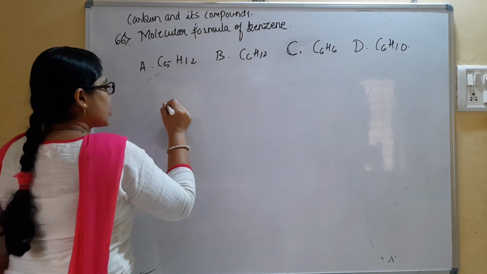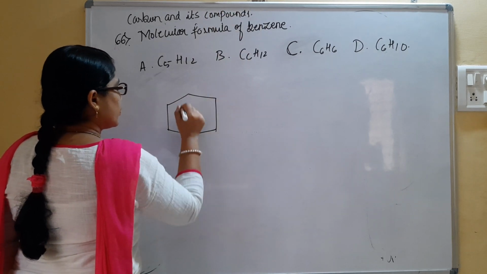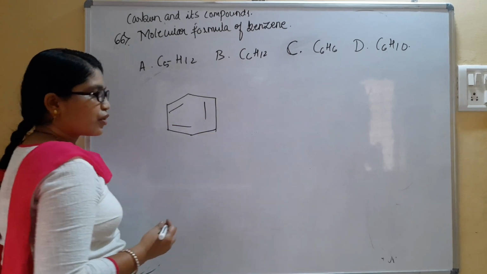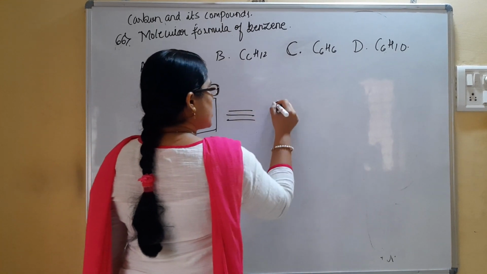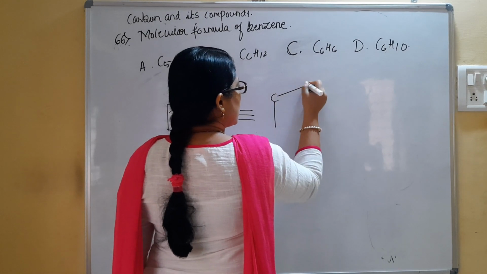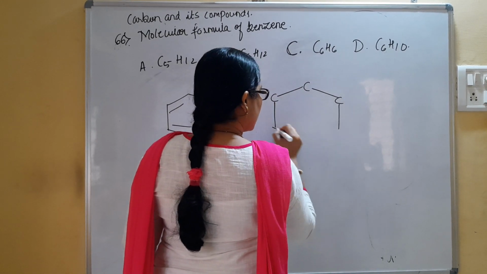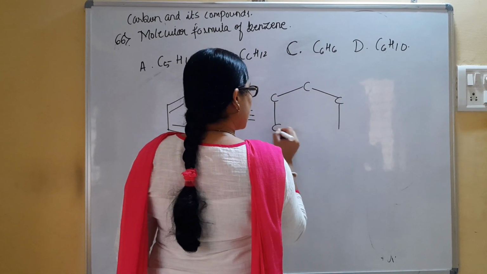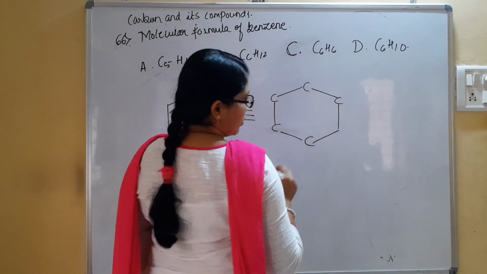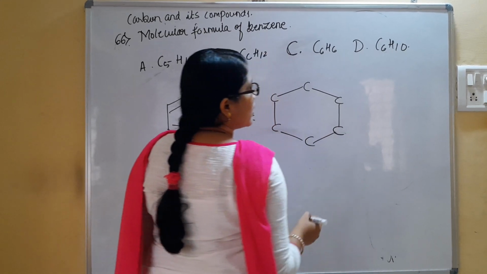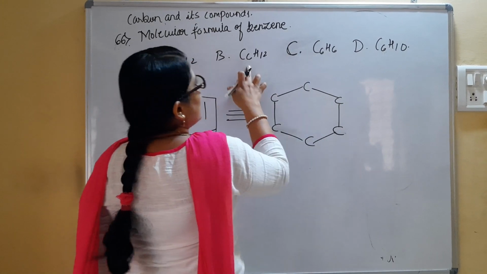Okay, what is the structure for benzene? This is the structure for benzene. It can be illustrated like this also. This is carbon. This is carbon. Here I will be having carbon. This is carbon. Here also I will have one carbon. In the sense, carbon is 6.